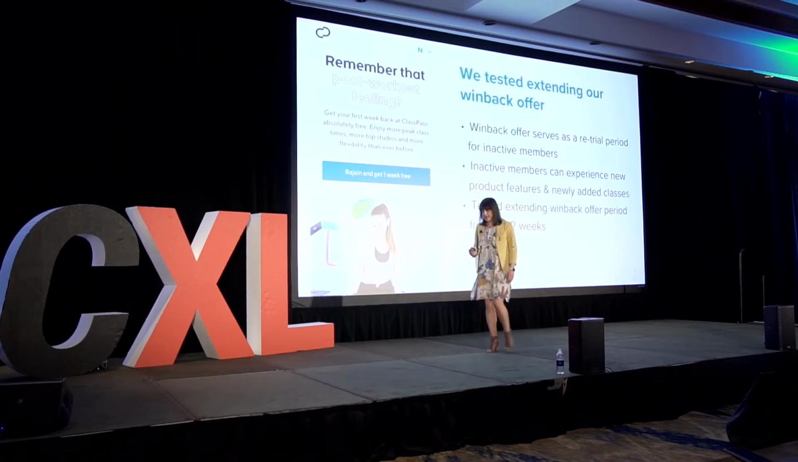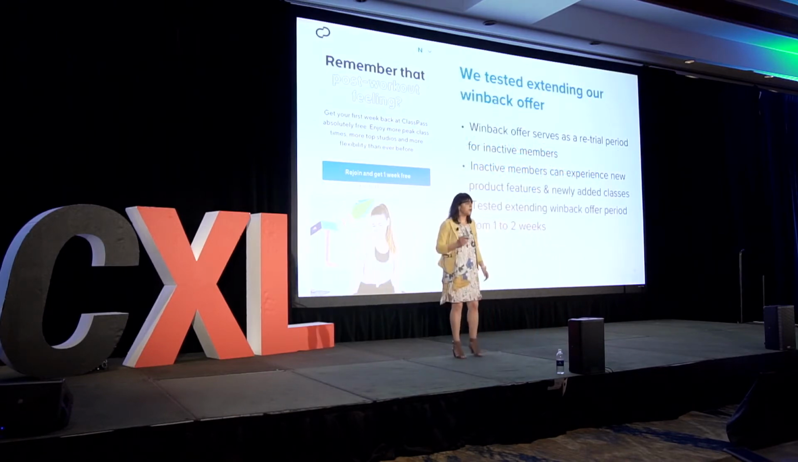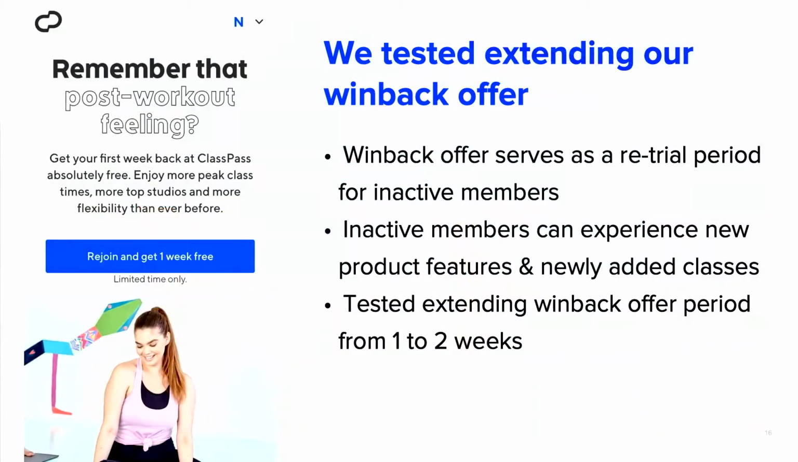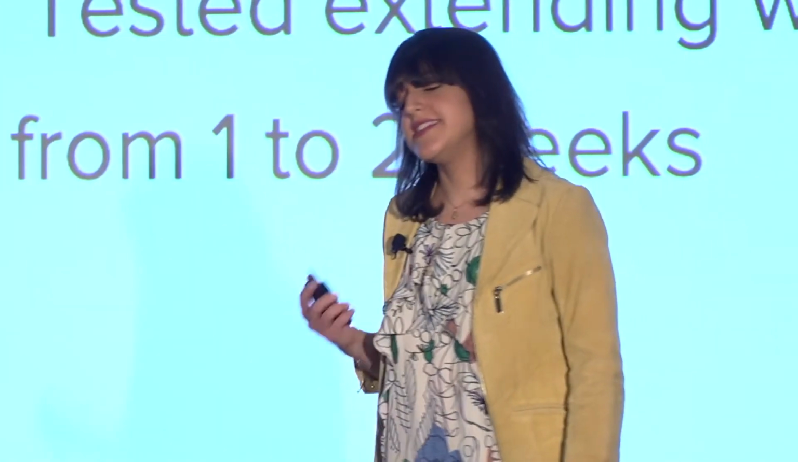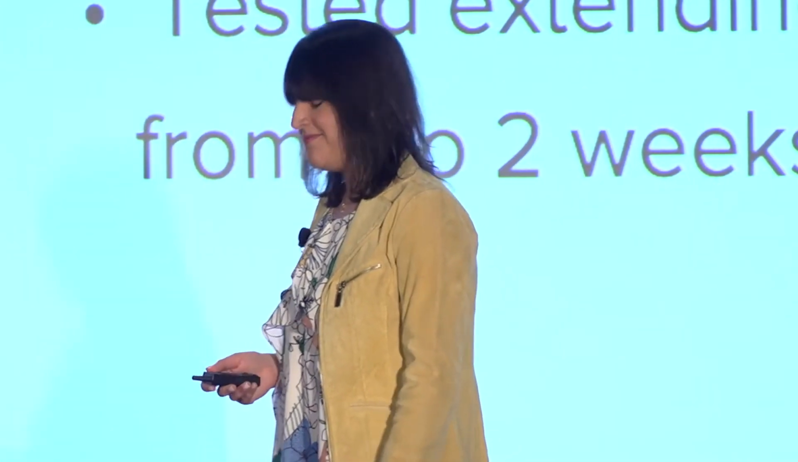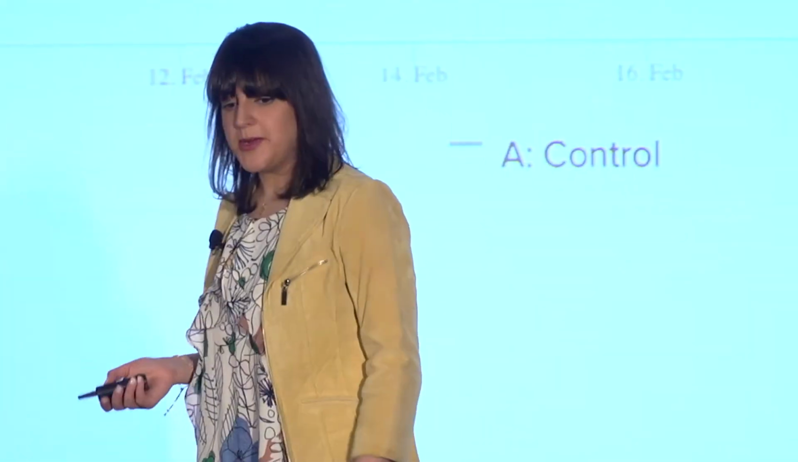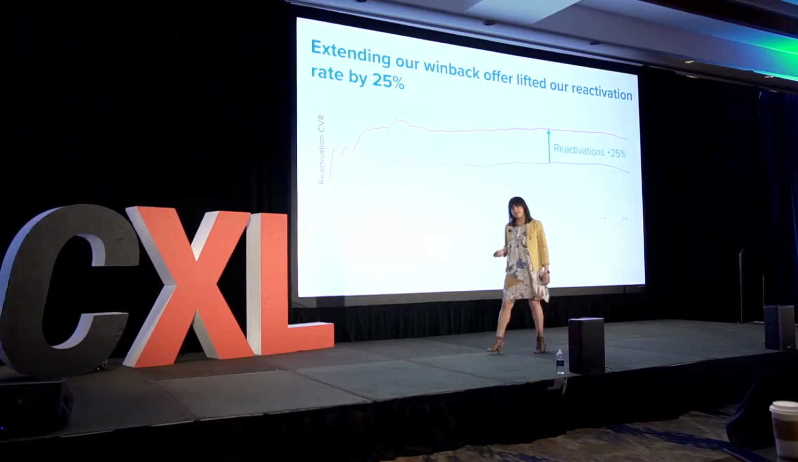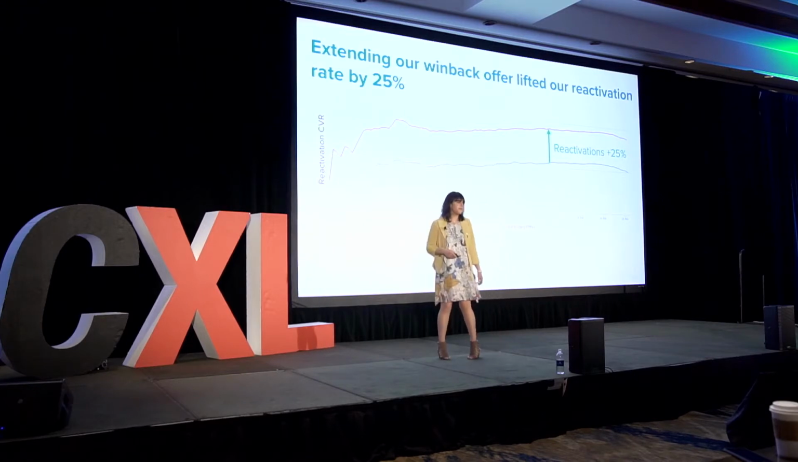So what we did was we doubled the duration from 1 week to 2. And so 50% of our inactive members who came to the reactivation page saw the 1 week, and then the other 50%, the lucky ones, saw the 2-week offer. And we wanted to see what kind of impact did this have on our reactivation rate. So when we ran this experiment, we observed a 25% lift in our reactivations.